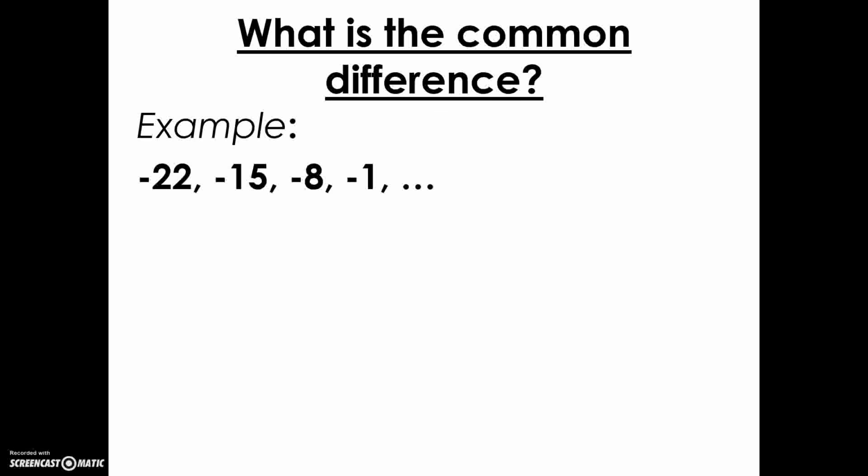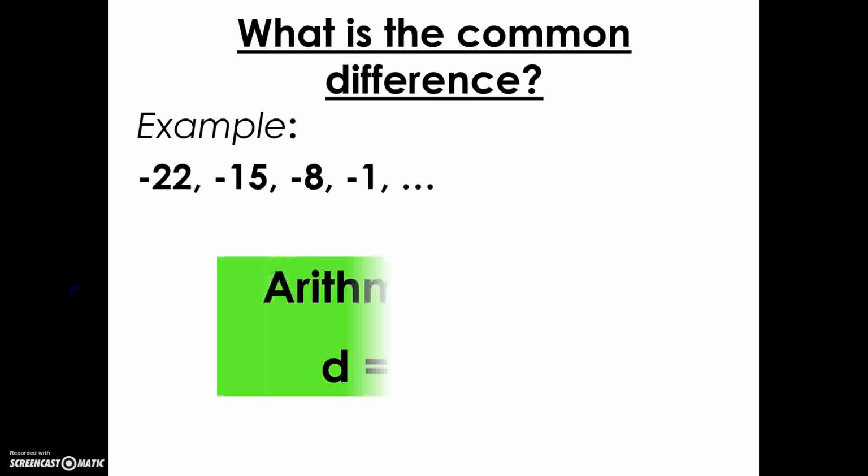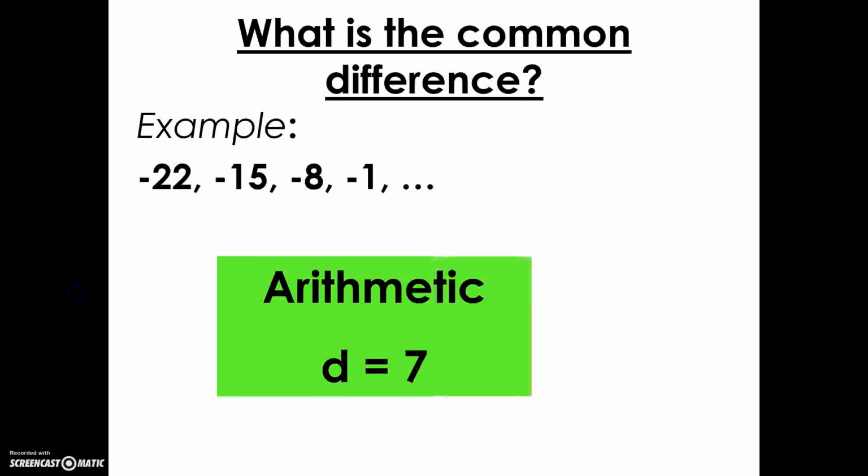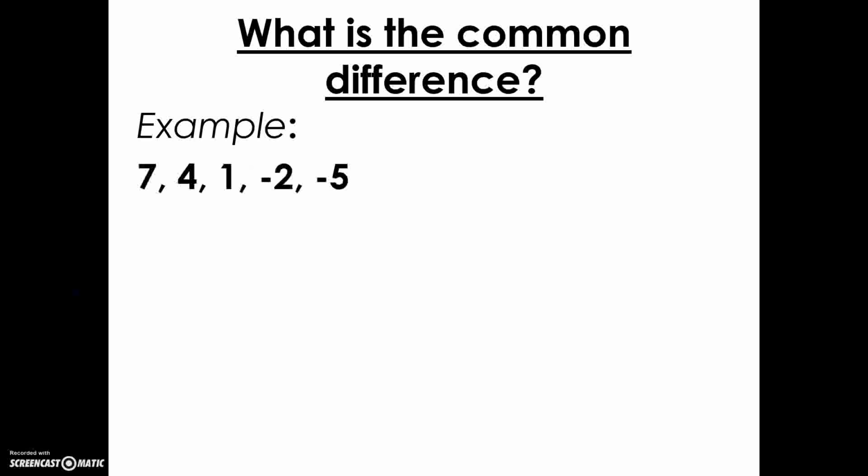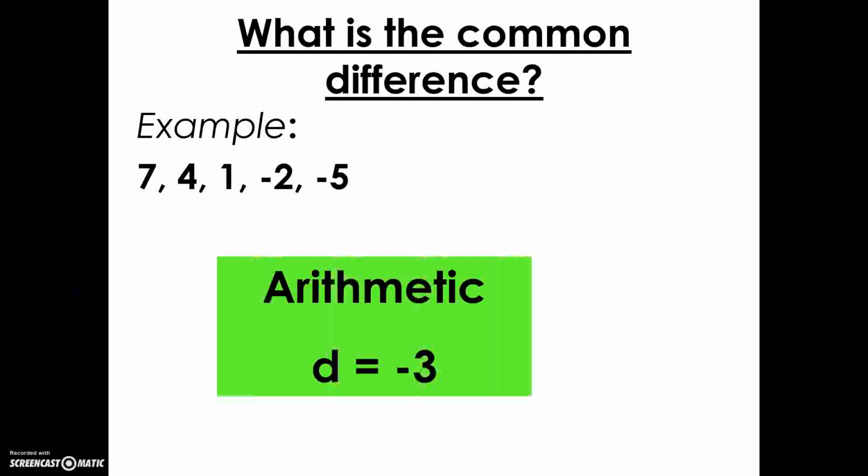So let's look at this sequence here and see if we can find what the common difference is. If I take negative 15 and I subtract negative 22 from it, I can see that negative 15 minus negative 22 gives me positive 7. So my common difference is 7 in this example. Now in this example, we have 7, 4, 1, negative 2, negative 5. Again, if I do 4 minus 7, I get negative 3. So my common difference is negative 3, not just positive 3.